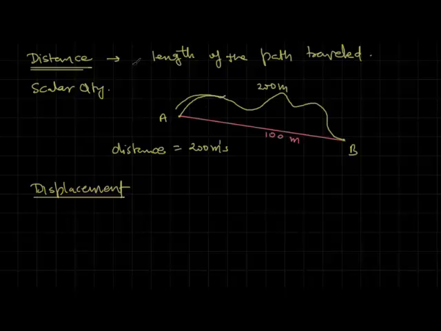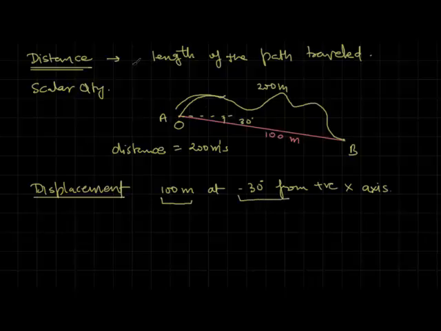So here we are talking about the magnitude, which is 100 meter, and this direction. Let's say this is 30 degree. So 100 meter at minus 30 degree from positive x-axis, assuming that point A itself is origin. So we'll say displacement of this cab is 100 meter at minus 30 degree from positive x-axis. Again, this is the magnitude and this is the direction.